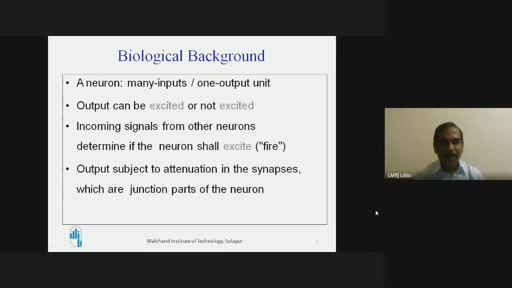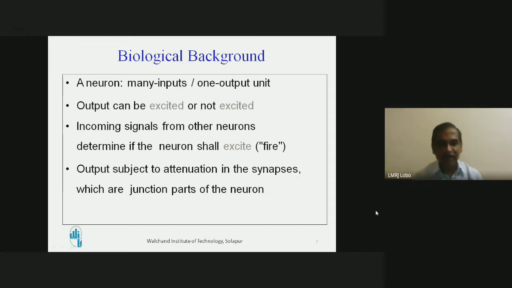A neuron has many inputs but produces only a single output unit. The output can be excited or not excited, and therefore it can be used for classification, giving an output or not giving a particular output. This is the motivation why we understand neural networks, since we generate an output or we do not generate an output, classifying it into two classes.